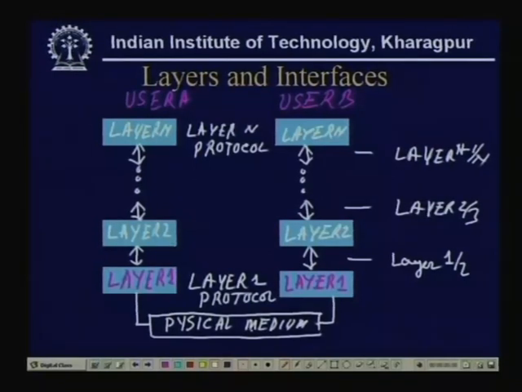So here I have drawn the diagram of two sides of two systems. Say here is user A, here is user B. As you can see, the data communication system has n layers, which are communicating with each other through a physical medium. This is the basic concept of layers and interfaces.